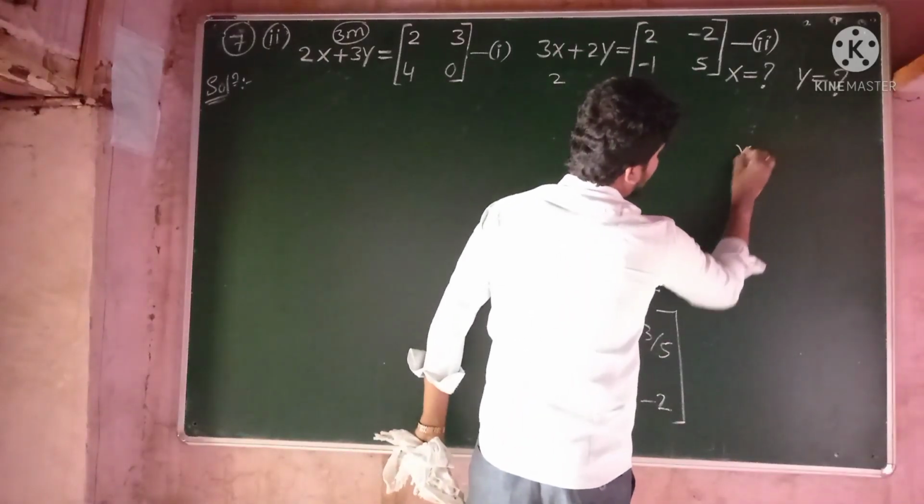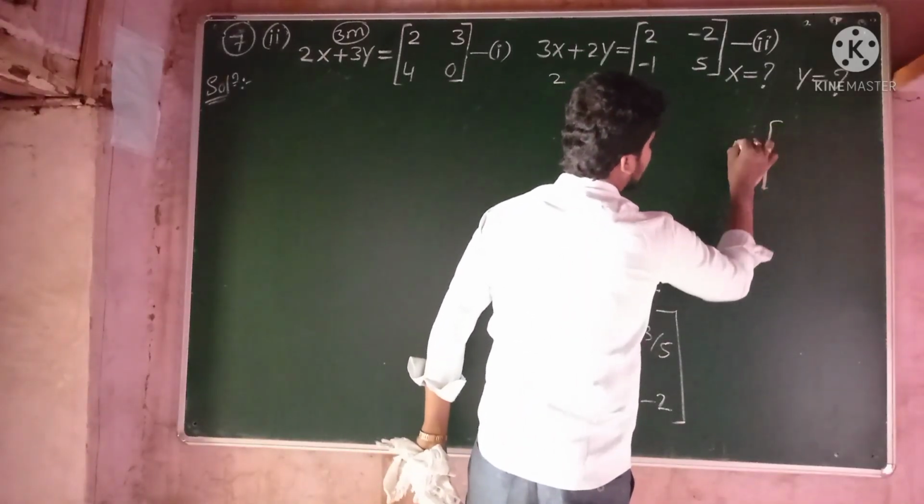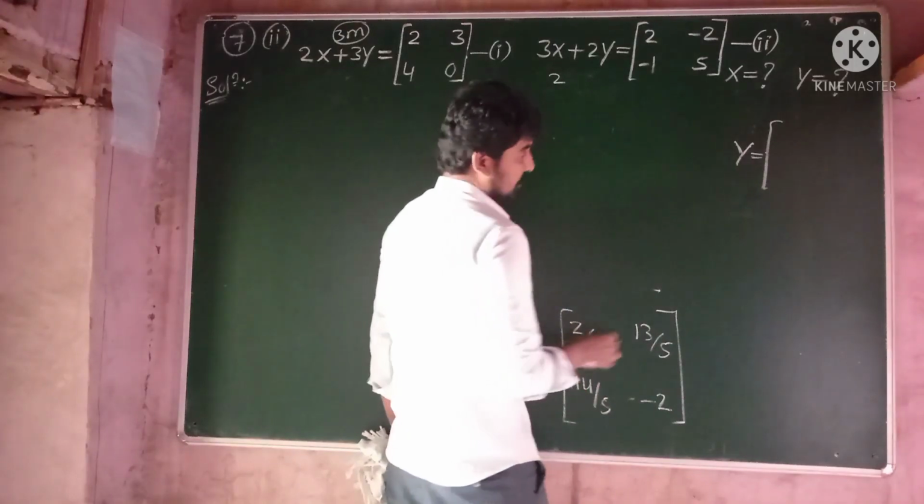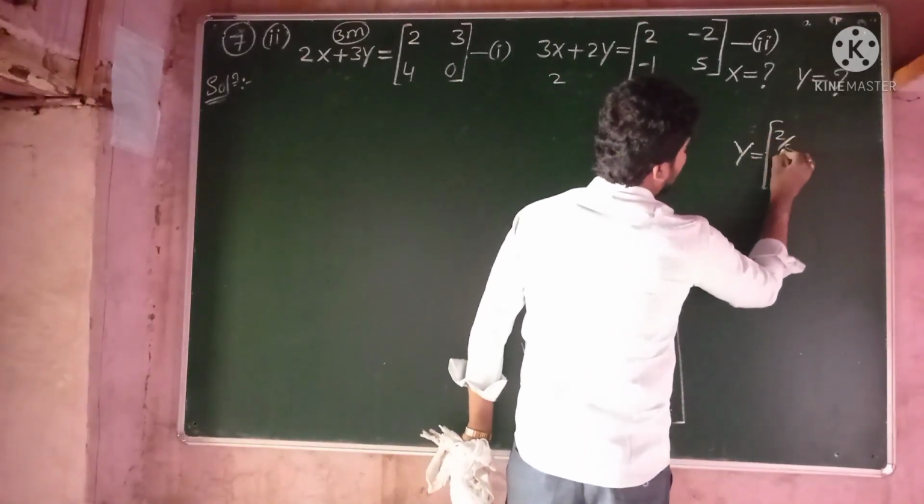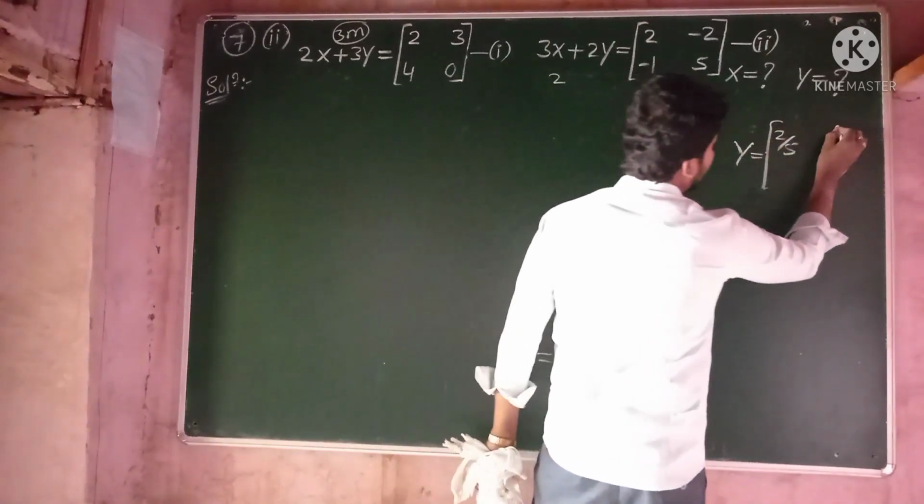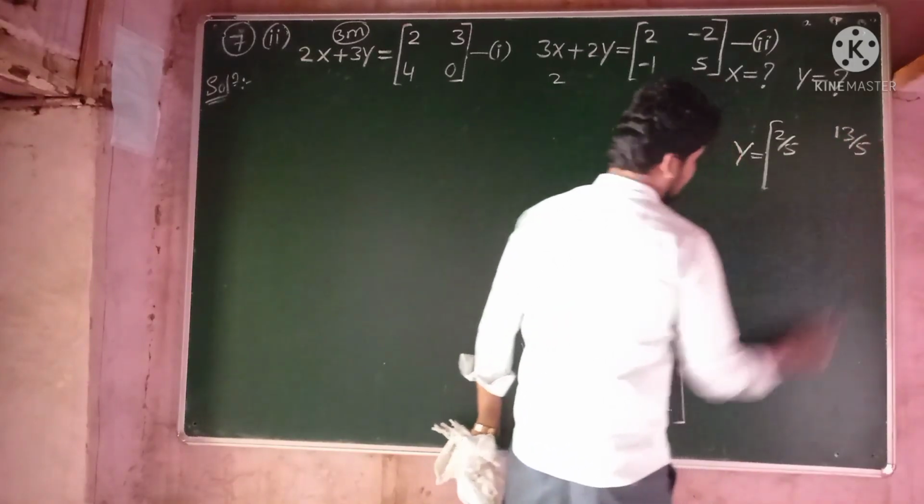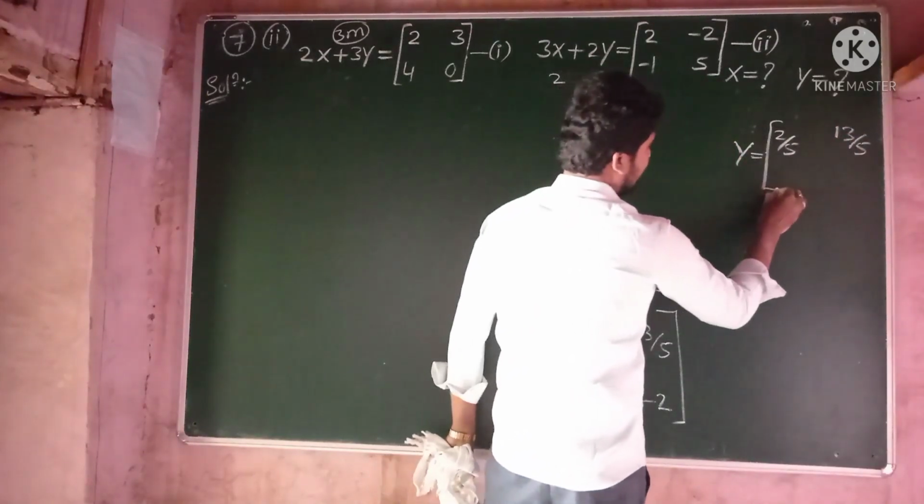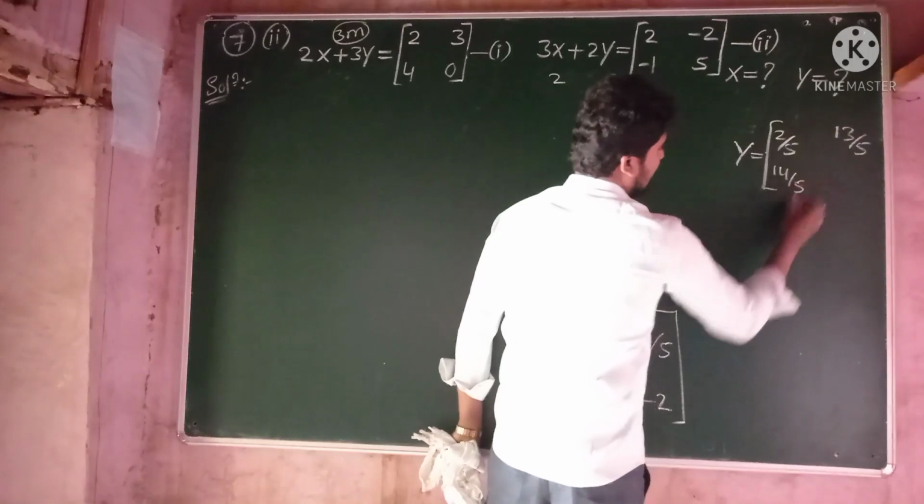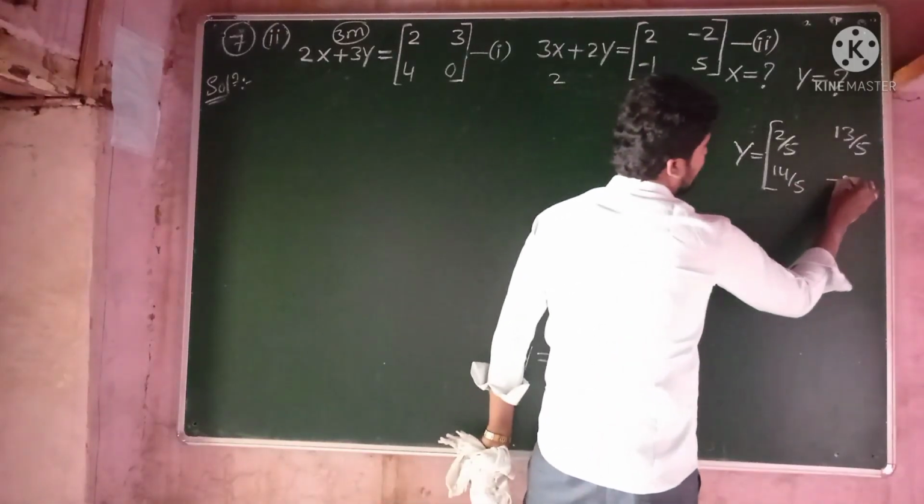Matrix Y, what did we get? Y matrix is equal to 2 by 5, 13 by 5, 14 by 5 and minus 2.